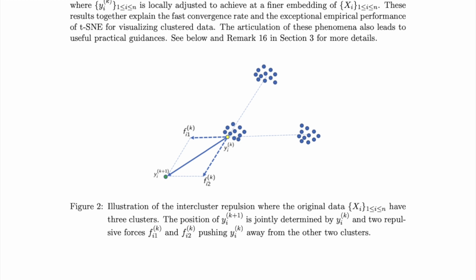Figure 2. Illustration of the intercluster repulsion where the original data x_i, 1 ≤ i ≤ n, have 3 clusters. The position of y_i^{k+1} is jointly determined by y_i^k and 2 repulsive forces f_i^{k1} and f_i^{k2} pushing y_i^k away from the other 2 clusters.